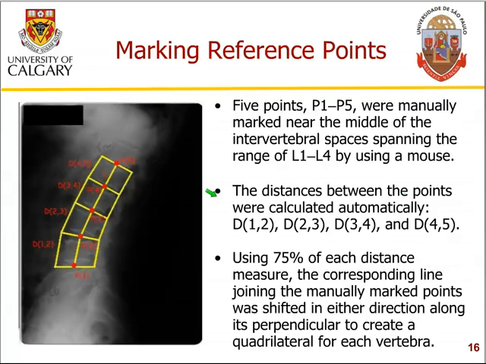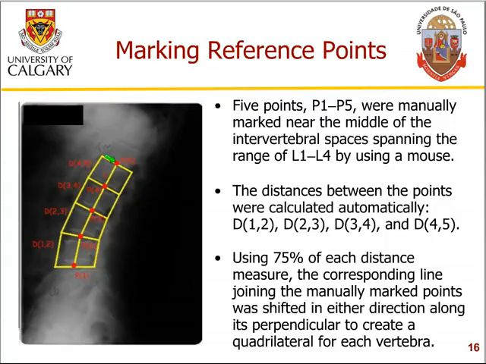So here are some examples. Before going to some examples, there is another step that I need to describe. 5 points were marked manually on every image for use as reference, labeled as P1 through P5, and these were marked near the middle of the intervertebral spaces. So P1 is this point, P2, and so on up to P5. These were manually marked by using a mouse.